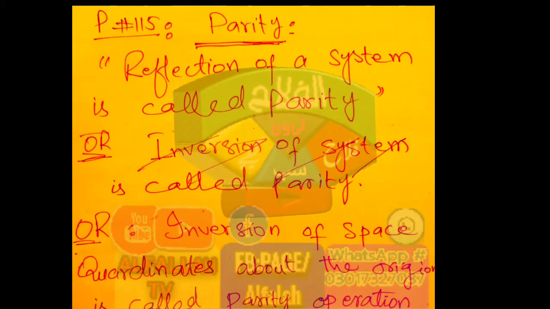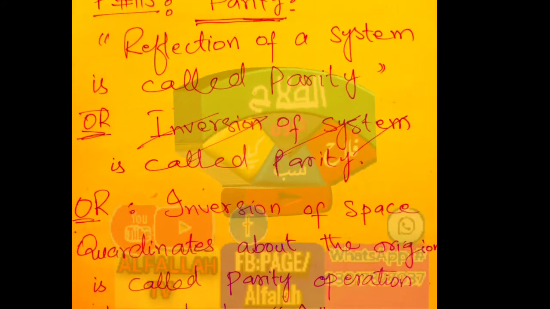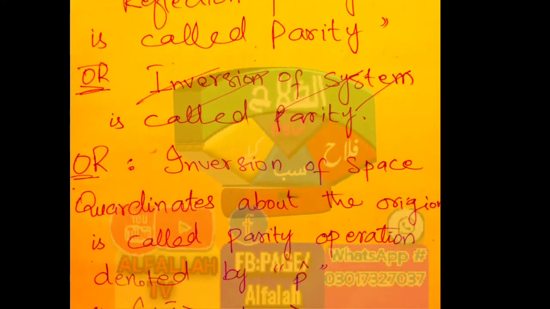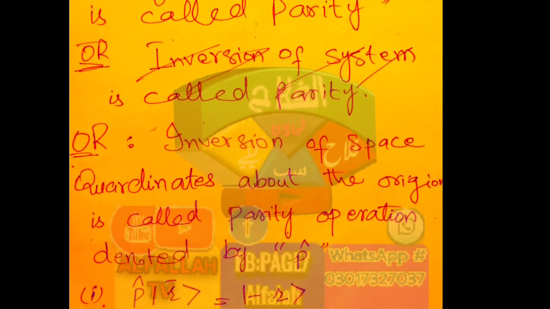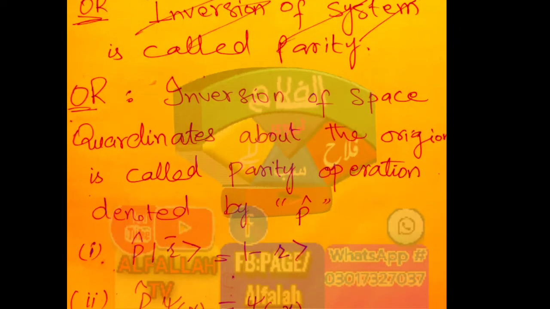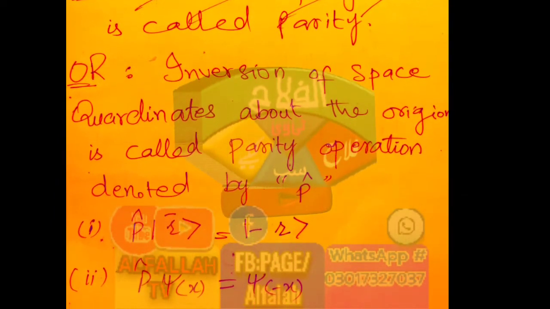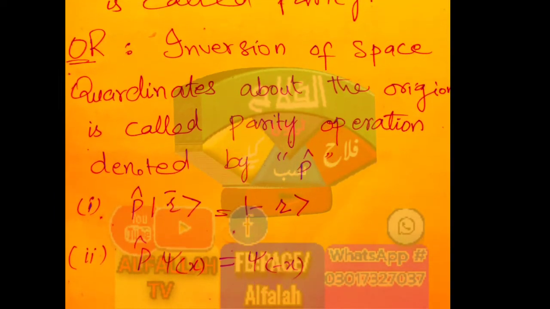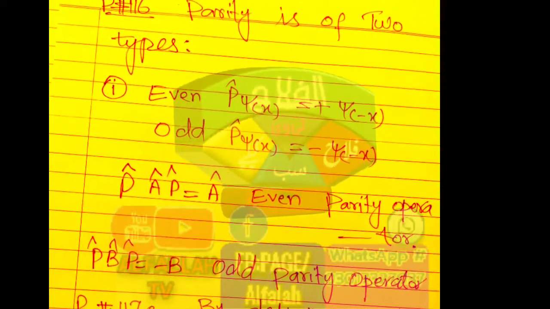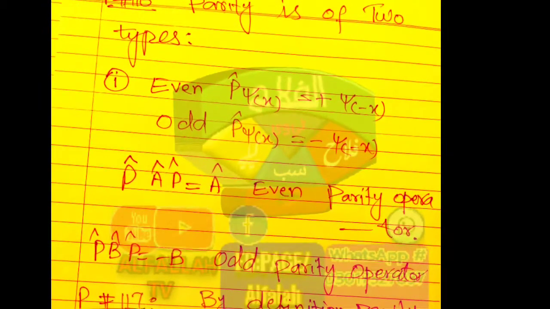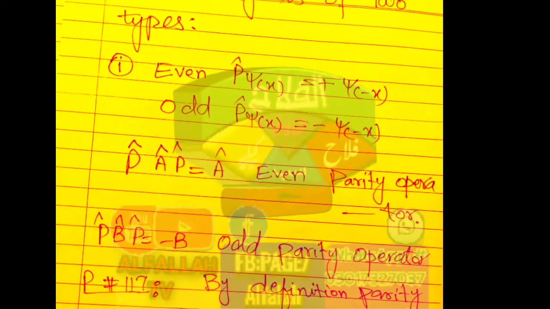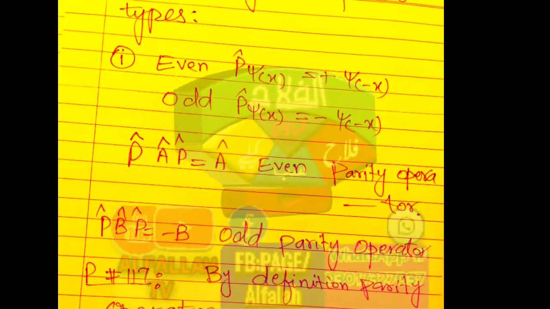Point number 115, parity. Reflection of a system, or inversion of space coordinates about the origin, is called the parity operation, denoted by P hat. Its operations are P r is equal to minus r, P psi of x is equal to psi of minus x. Parity is of two types. Even: P hat psi of x is equal to plus psi of minus x, or odd: P psi of x is equal to minus psi of minus x.